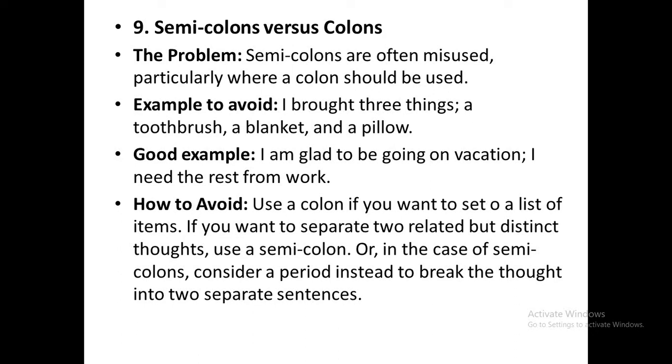Good example: I am glad to be going on vacation; I need the rest from work. Now look at this, how we have to avoid the mistake. Use a colon if you want to set up a list of items. If you want to separate two related but distinct thoughts, use a semicolon. Or in the case of a semicolon, consider a period instead to break the thought into two separate sentences. So this is how you have to avoid it.